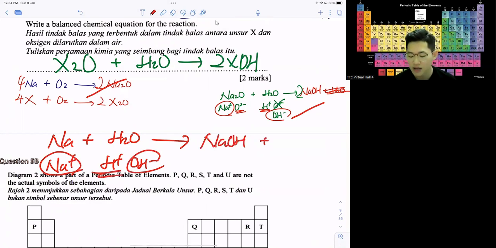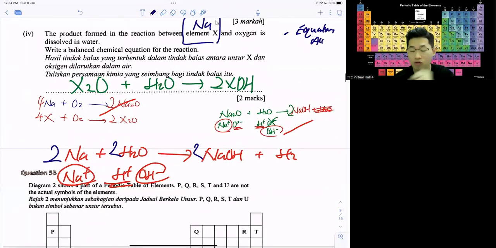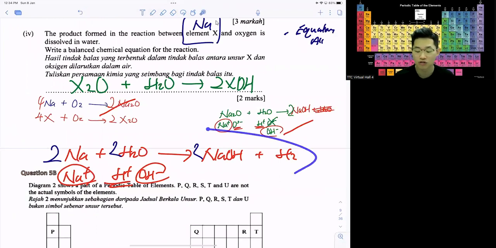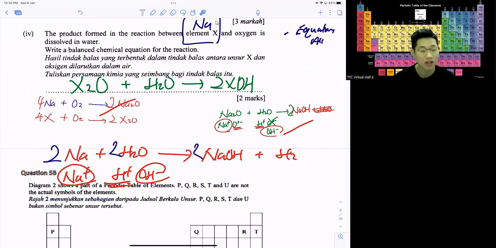H plus by itself, 自己一个人要把它变成 H2. Hydrogen gas is always H2. Balance the equation 2, 2, 2. 就这样. So whatever equation they want you to write, don't worry, just like that. You do a draft already, then you change the element back to the unknown. 就这样.